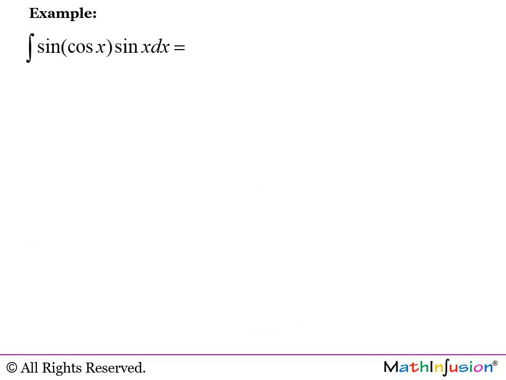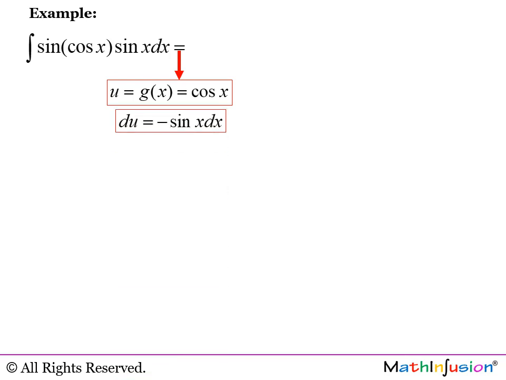Example, sine of cosine x times sine x dx. You can see immediately that this is the composite function and the inner function is cosine x. So u is cosine x, and du is negative sine x dx.